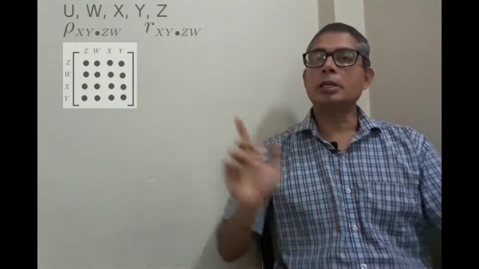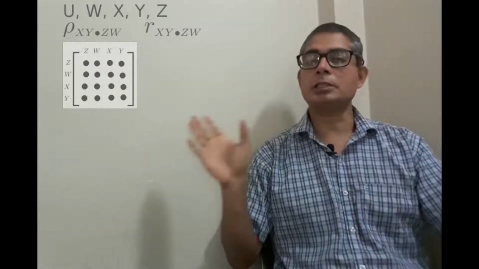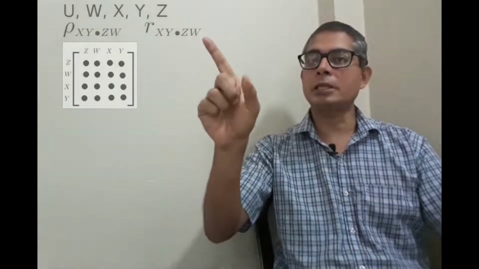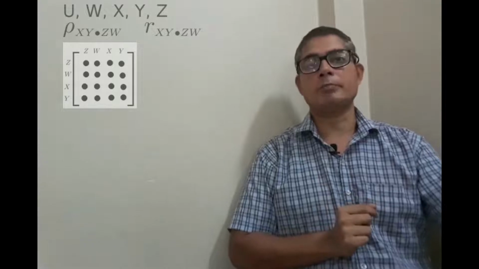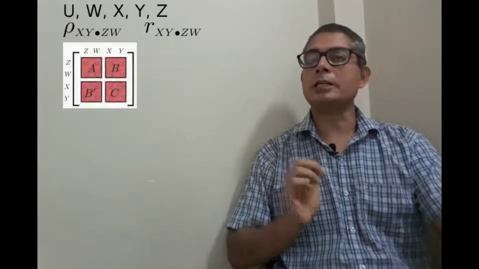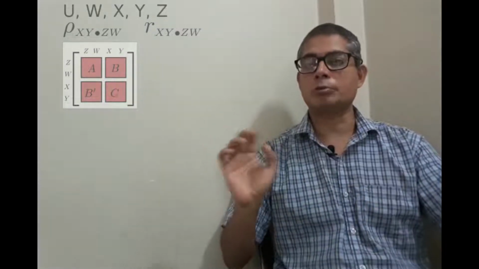If we are computing rho, in that case this should be the dispersion matrix based on the probability distribution. If we are computing this empirical quantity, then this should be the sample dispersion matrix. Now we shall partition the matrix accordingly. So you get A, B, B transpose and C.